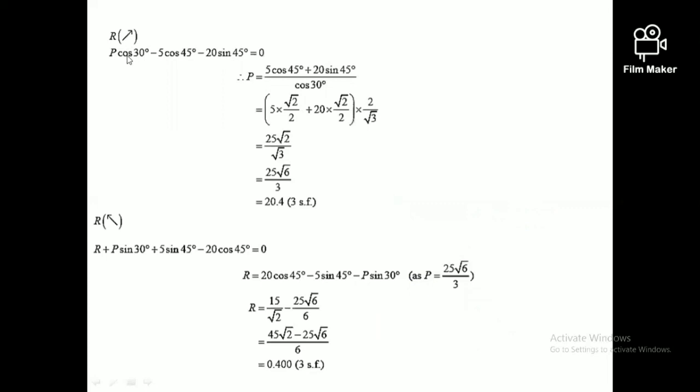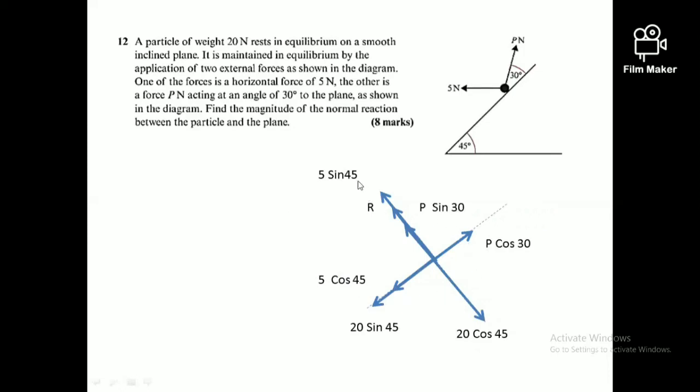Then we know cos 30, so you can move this to this side. That is 5 cos 45 plus 20 sin 45, then divide by cos 30. You can put it in the calculator and you can obtain the answer over here. Then I'll consider the forces perpendicular to the surface. What are the forces perpendicular to the surface?